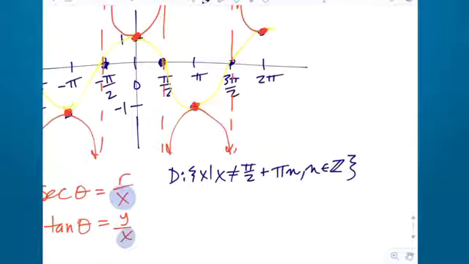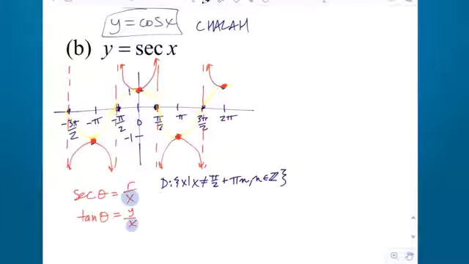That's the exact same domain as tangent. And we don't have to say plus or minus pi n, because remember n is an integer. So when n is negative 1, we're subtracting pi. When n is negative 2, we're subtracting 2 pi, so on and so forth. So same domain as tangent.